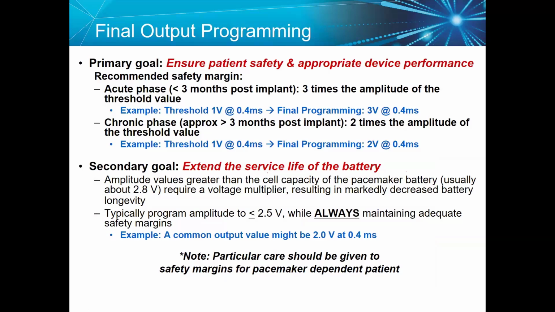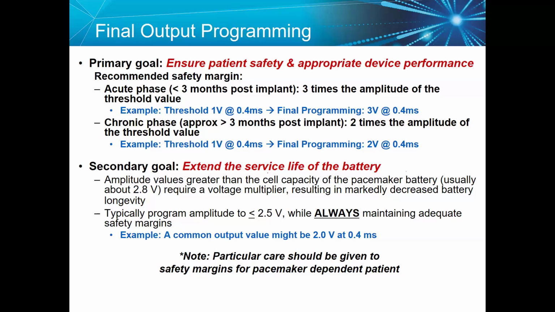We should give 3 times the threshold in the acute phase, and in the chronic phase, approximately 3 months post implant, usually we adjust to double the threshold only. And if we activate auto capture, it will give automatic capture. It will increase by 0.25 to 0.5 millivolt above the threshold.